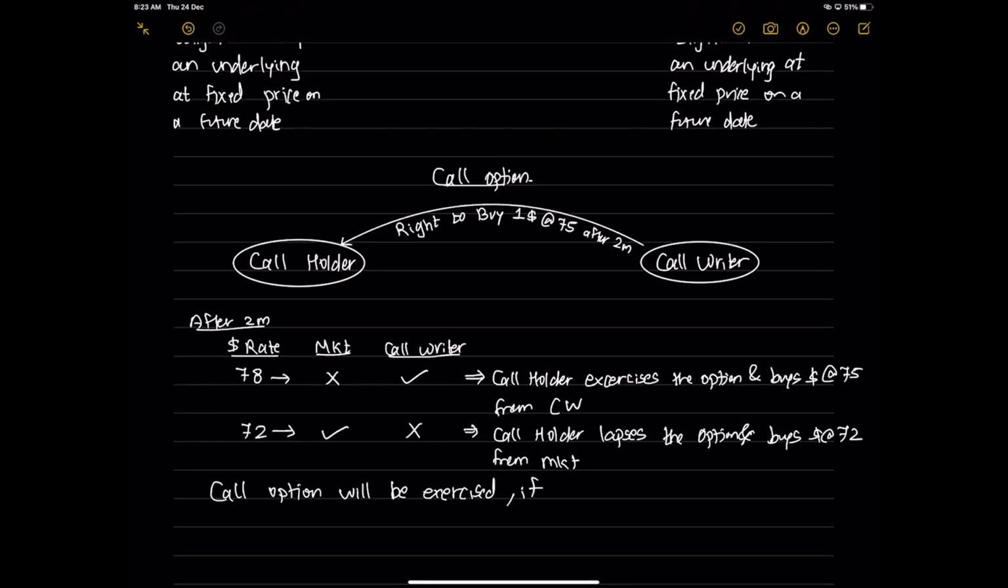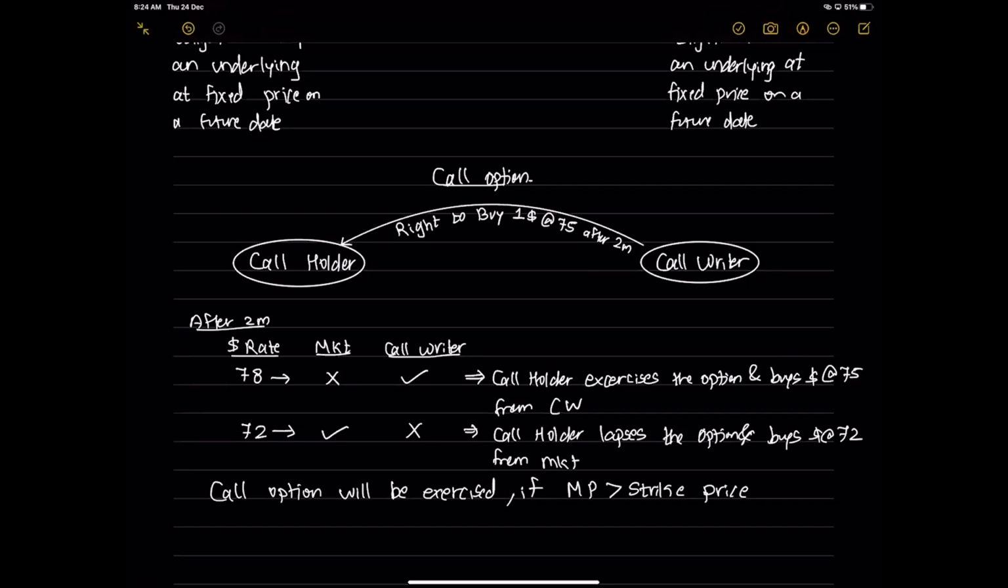No, make it more concrete. The call option will be exercised when the market price is greater than the exercise price of the option. Yes, when the market price is greater than the strike price. We call this term the strike price or the exercise price. So a call option will be exercised only if the market price is greater than the strike price.